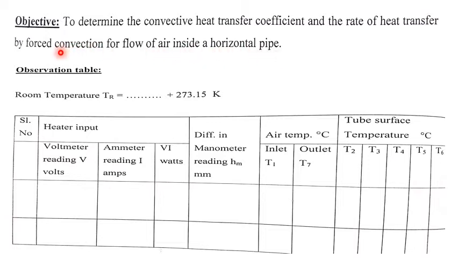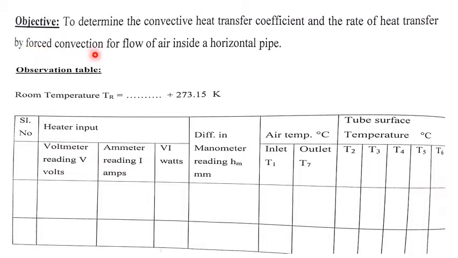So first let us study what we mean by convection. It is the mode of heat transfer in which the exchange of heat takes place between the solid surface and its adjacent fluid that is in motion. Forced convection means the exchange of heat takes place with the help of an external agency like a fan or blower. Such type of heat transfer is called forced convection.